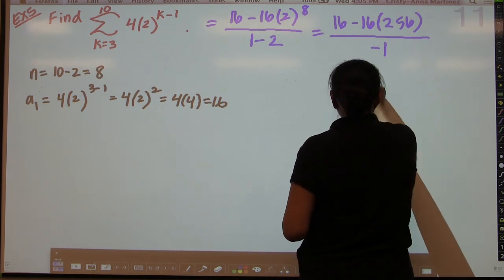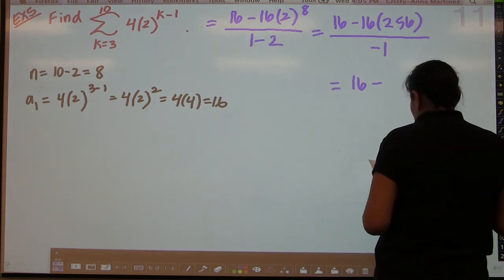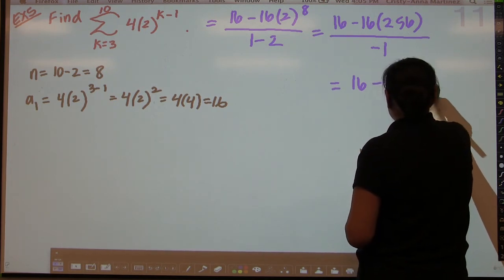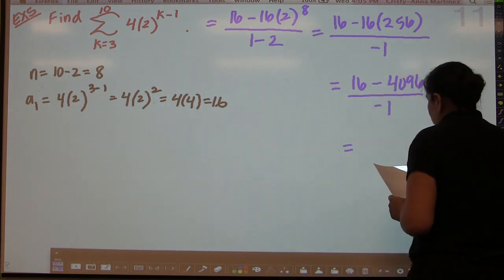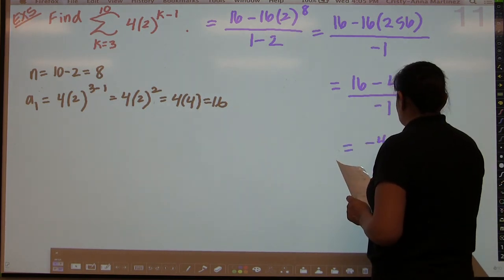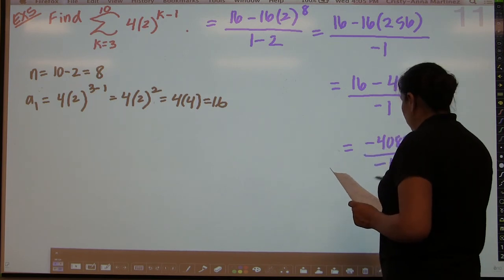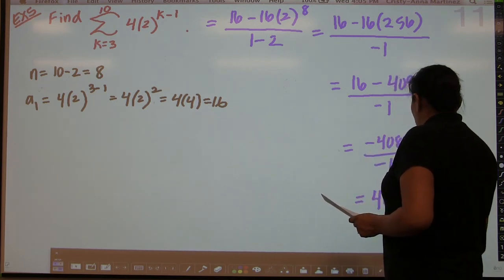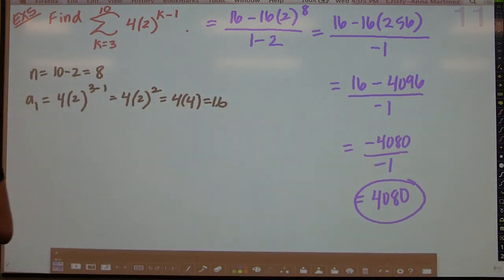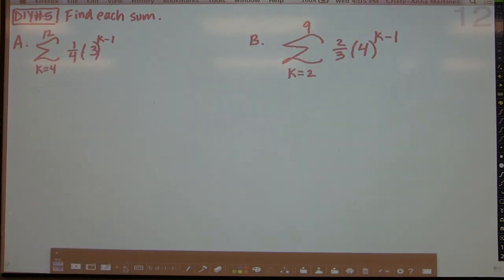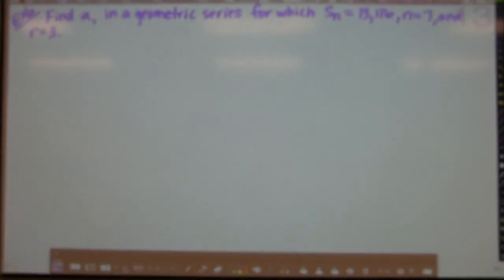So 16 minus, and of course 16 times 256 is 4,096, divided by -1. And then we have 16 minus 4,096 is -4,080. When you divide that by -1, you get positive 4,080. So the sum for this example is 4,080. And so now we'll let you do number 5 yourself. And then we will go to our last example for this lesson.